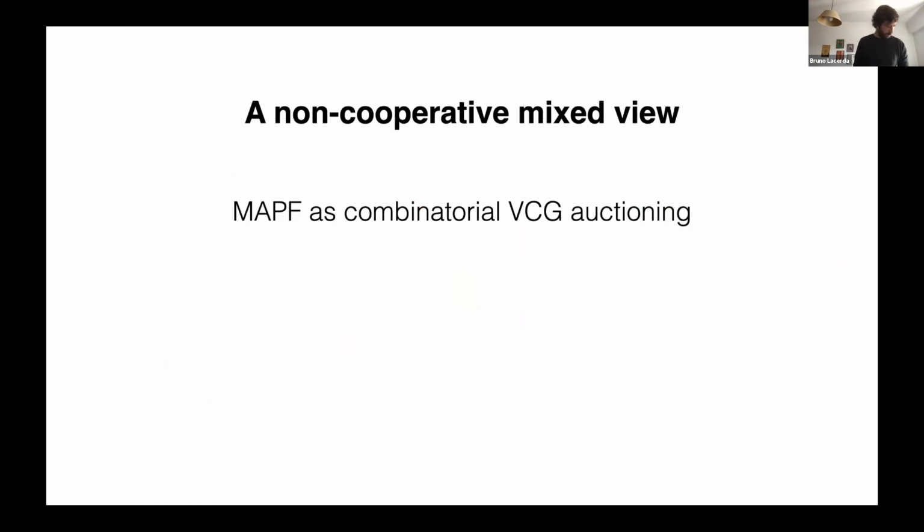I now want to change pace slightly and look into something that doesn't consider uncertainty, but considers a different problem that multi-agent systems deal with, which is the question of cooperation. And here I'm going to talk quickly about multi-agent pathfinding as combinatorial Vickrey-Clarke-Groves auctioning.